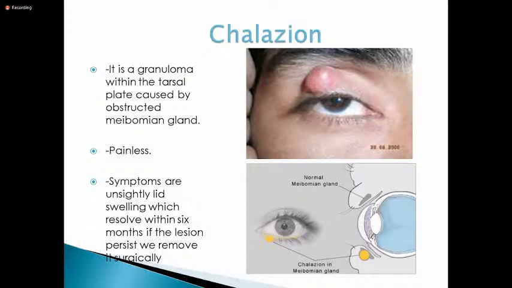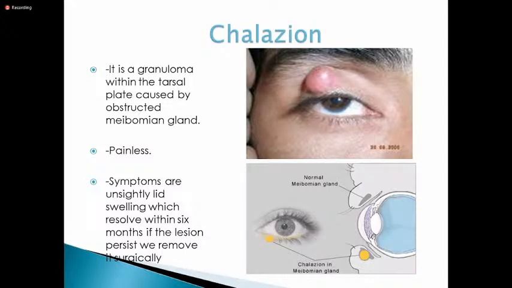Eyelid swellings: we start with the commonest, which is a chalazion. A chalazion is a granulomatous inflammation of the meibomian glands, and usually what triggers it is an obstruction of the meibomian orifices. We mentioned the meibomian gland and the opening on the lid margin. The openings are very tiny. So if for one reason or the other the opening is blocked, then the gland continues to produce the oily substance, and that induces an inflammation around it. So it's not only an obstruction, but also an inflammatory condition.